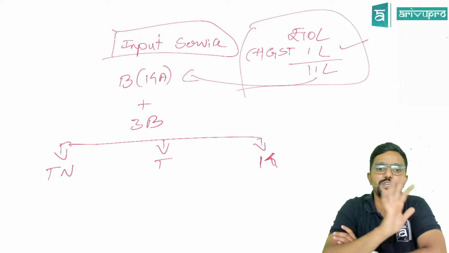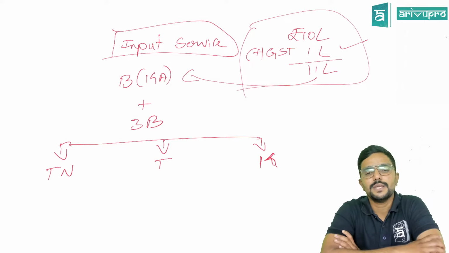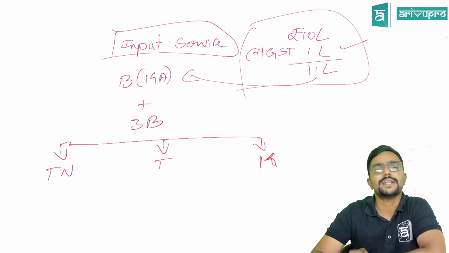Now, this service which is taken is used by all the 4 branches. Now, the invoice is issued only in the name of Karnataka branch, which is the registered office. In that case, who can claim the 1 lakh credit? Who can claim 1 lakh credit?